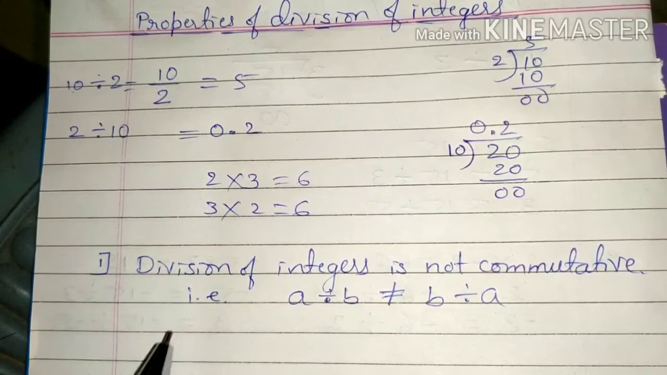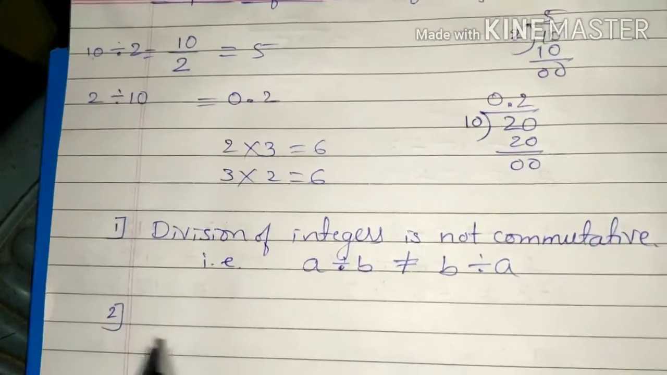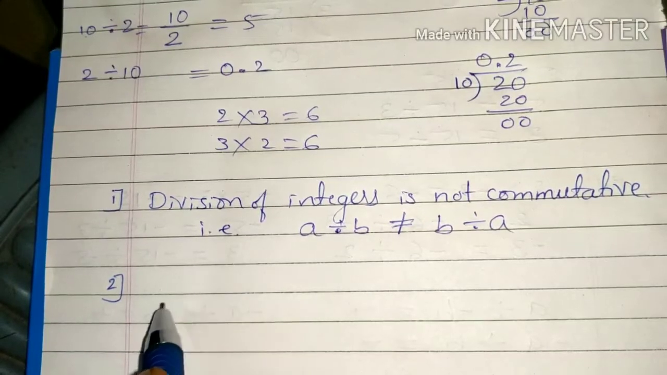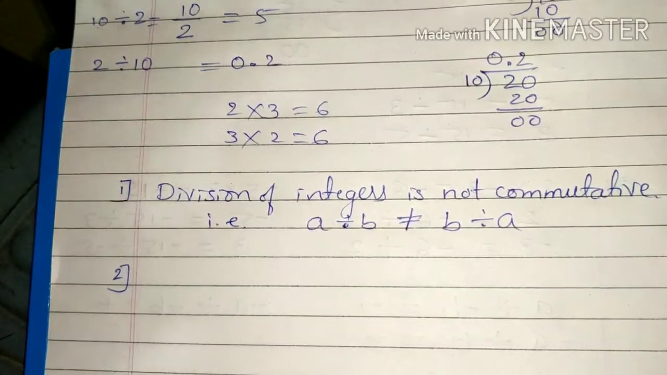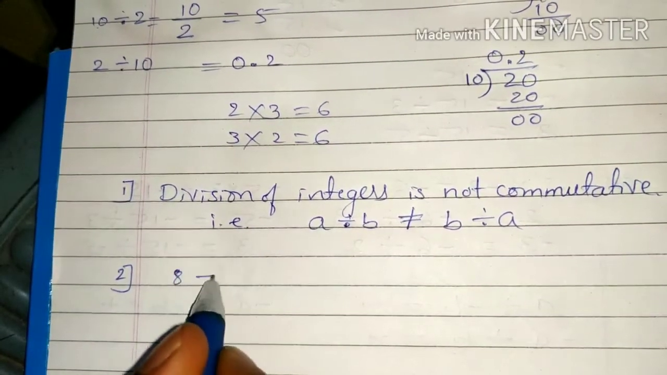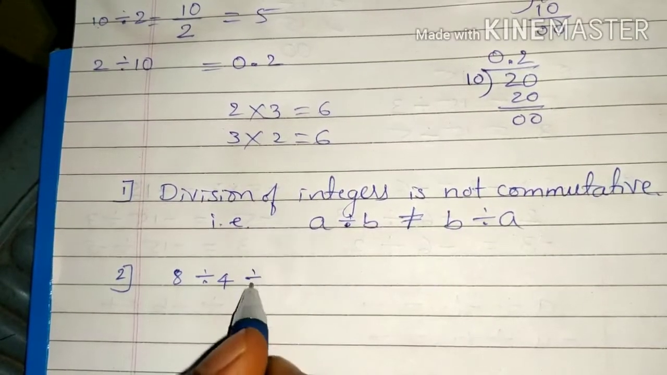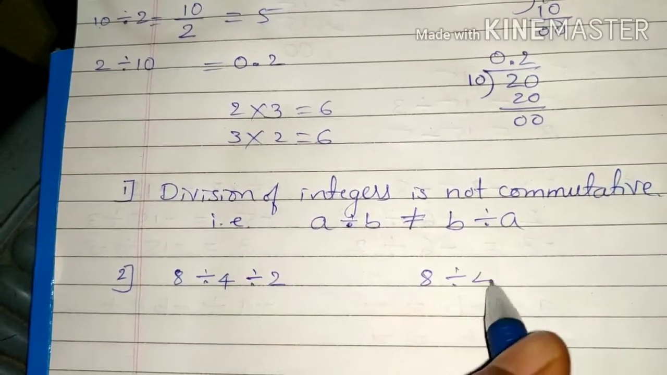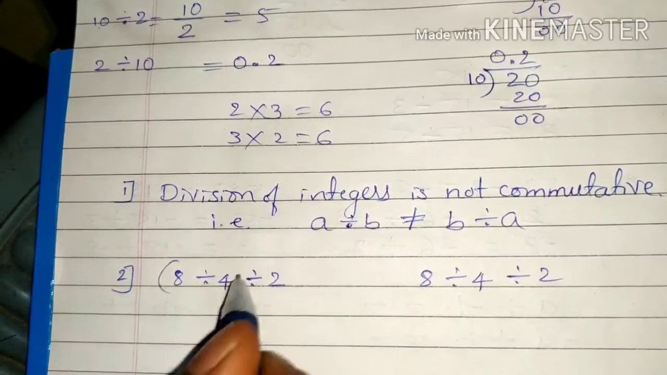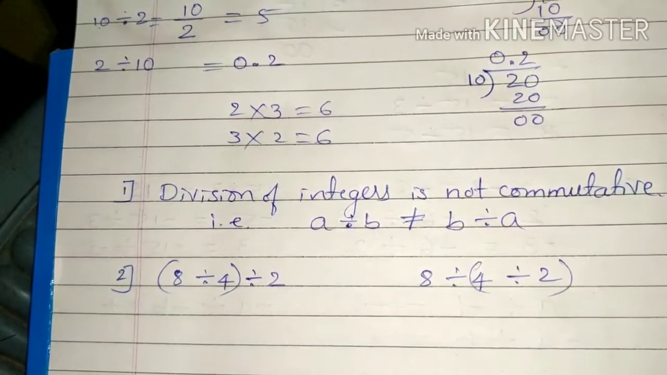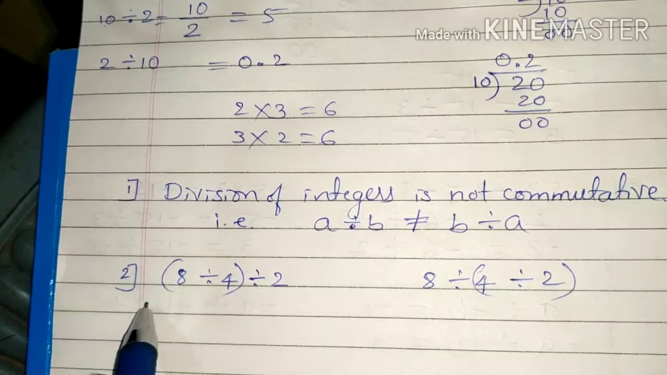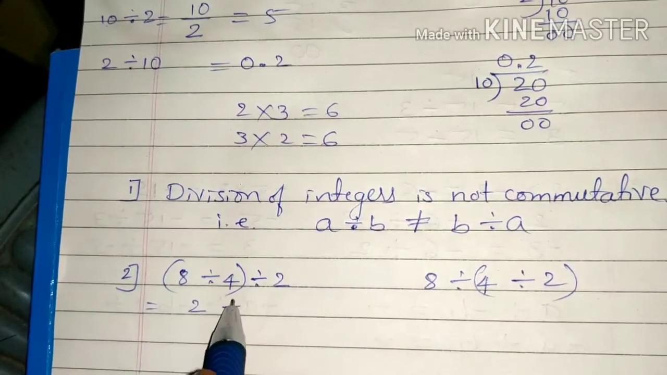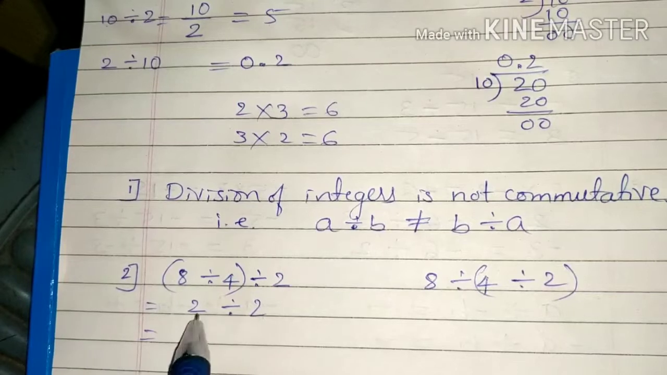So now the second property, the associative property. That is also not true, but we will consider three numbers. That is 8 divided by 4 divided by 2. First we will put the bracket here, and then here we will put it like this. This is called the associative property. Let us see the answer. If you simplify, 8 divided by 4 is 2, divided by 2 as it is. 2 divided by 2 is 1. Correct? So the answer is 1.